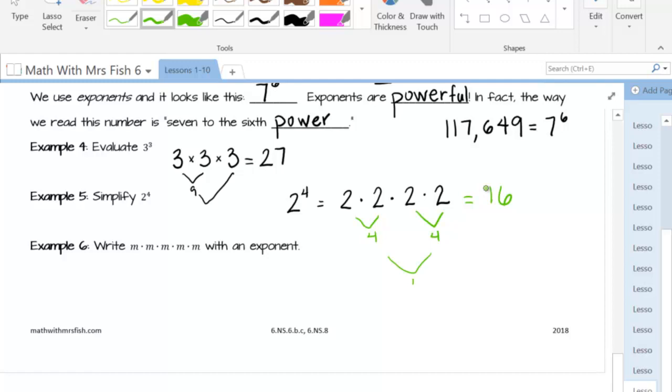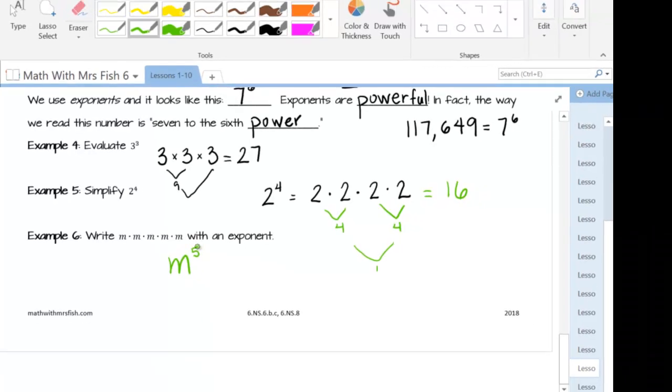We can do it with variables. 1, 2, 3, 4, 5. There's 5 m's, so we're going to write m to the 5th power. And that is the end of lesson 8.